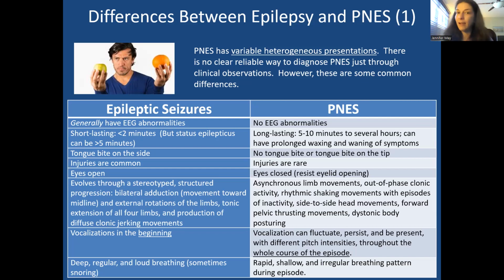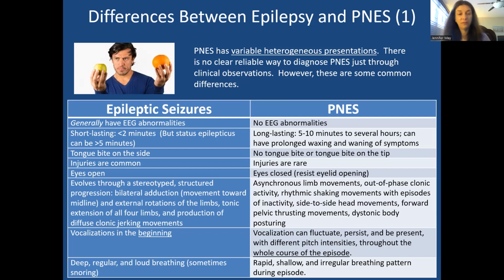They talk about side to side head movements being common, and also forward pelvic thrusting movements, and also dystonic body posturing. So kind of like a stiffness with an unusual posture could happen as well. But again, it could be very atypical, and it's important to show your doctor what it looks like.